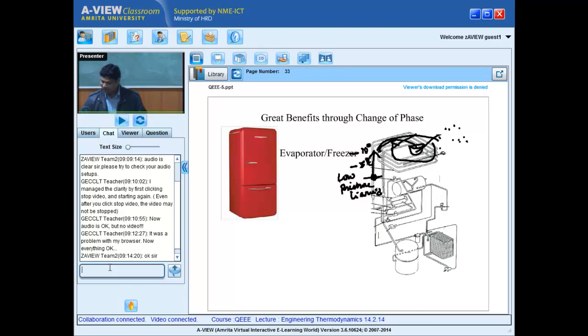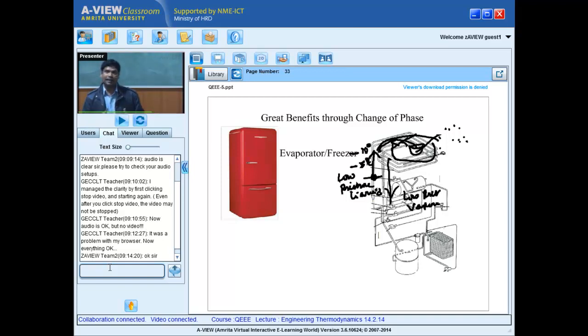Automatically all the heat will be taken from here. Now by the time it comes out somewhere here, this will become low pressure vapor. Pressure will not change much, only all the liquid is becoming a vapor. Because the liquid is changing into vapor, I am getting a benefit. What is the benefit? I could turn ice mix into ice cream.